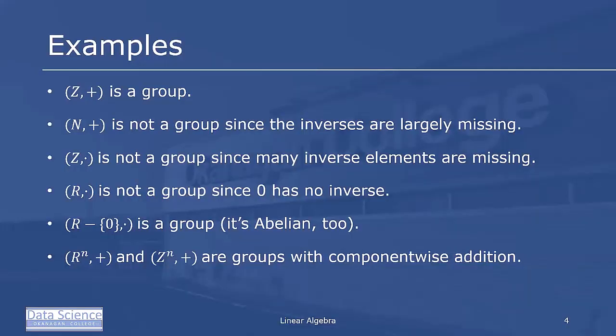Let's take a look at some examples. The set of integers with the operation of addition is a group. Obviously, the first two properties hold. The neutral element is 0, and for every number a, negative a is the additive inverse. The natural numbers, however, so the counting numbers beginning at 0, with the operation of addition is not a group, since the inverses are largely missing. For example, there is no inverse in the set of natural numbers for 5.